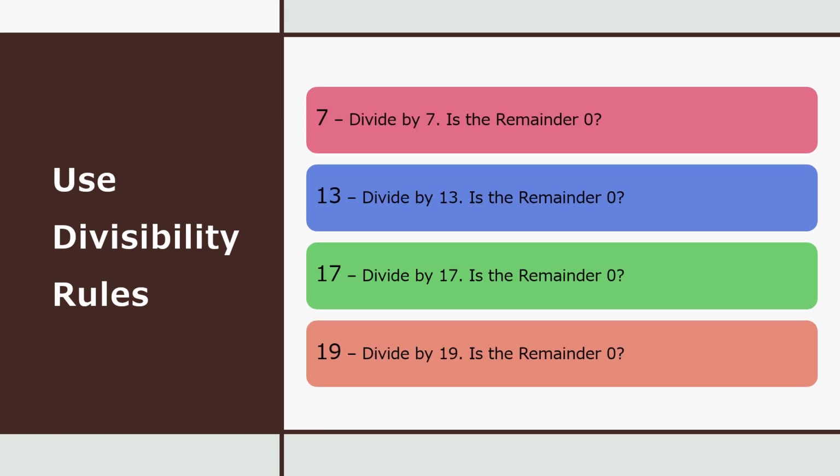What are the other things we are going to use? We are going to check if a number is divisible by 7, 13, 17 or 19. We do not have any divisibility rules for them, but we are going to divide a number by these four numbers and see if the remainder is 0 or not.